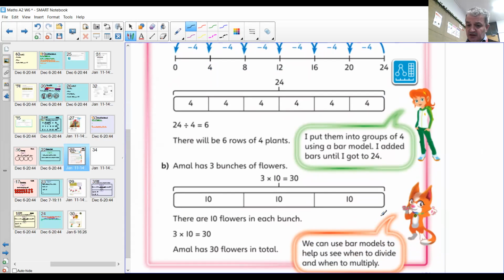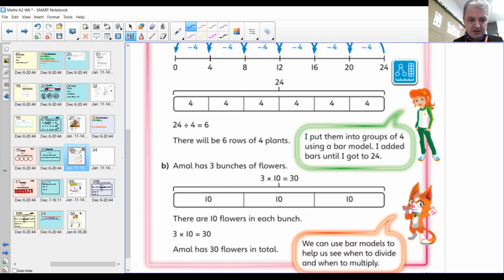So a bar model can be used in divide or multiplication questions. Really useful. May not be for these simpler problems, but certainly as we move up the school and move into year 7, 8, 9, 10, bar models are really quite sophisticated. Serious mathematicians use bar models to help them visualize problems.